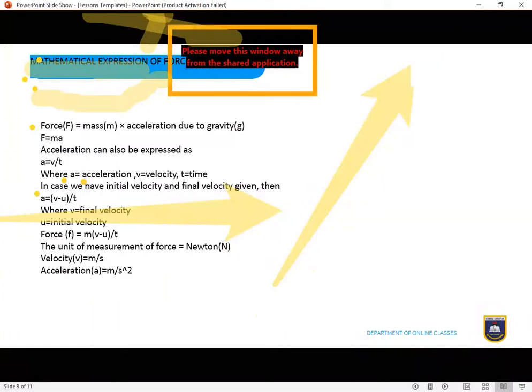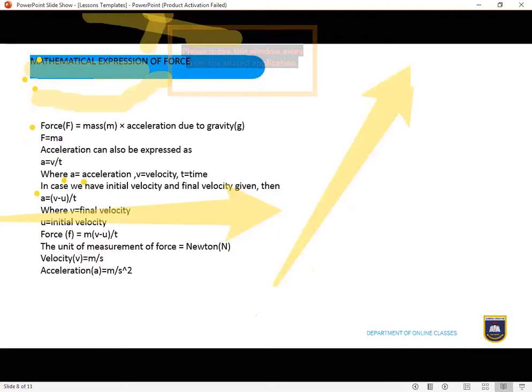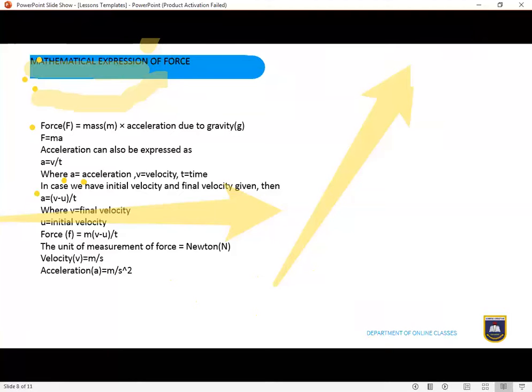And acceleration also has its own formula. Acceleration simply is the rate of change of velocity. Anytime you hear "rate" in physics, that means we are referring to time. It's the time rate of change of velocity. So acceleration A over there is equal to V over T. The A is acceleration, V is your velocity, and T is your time.